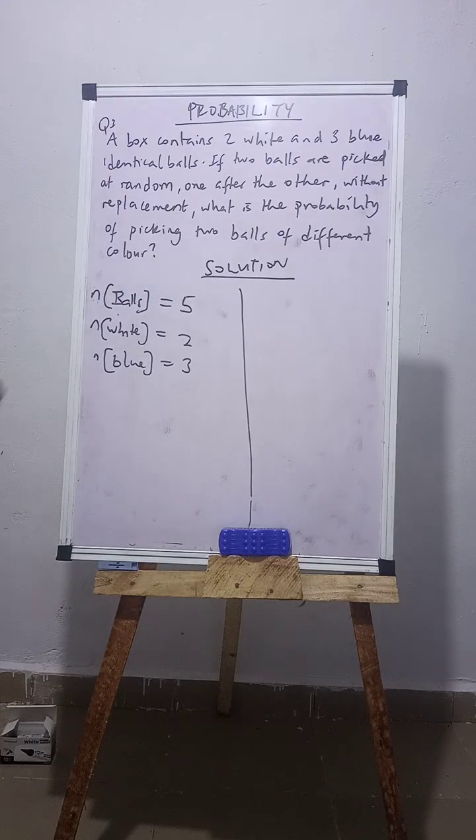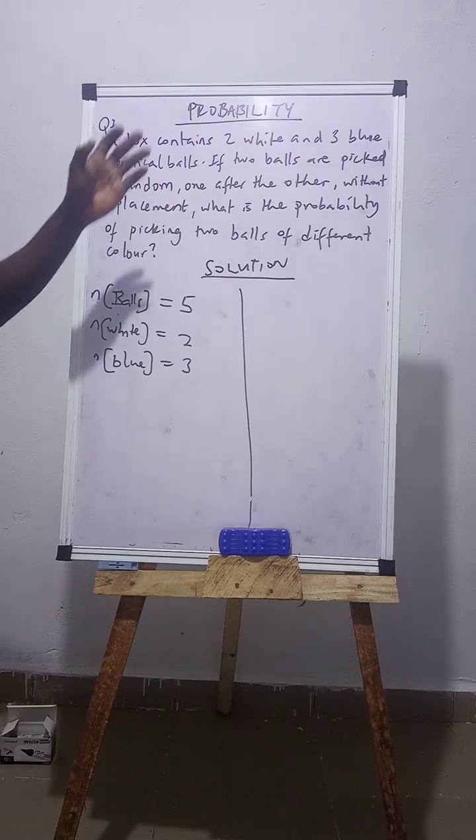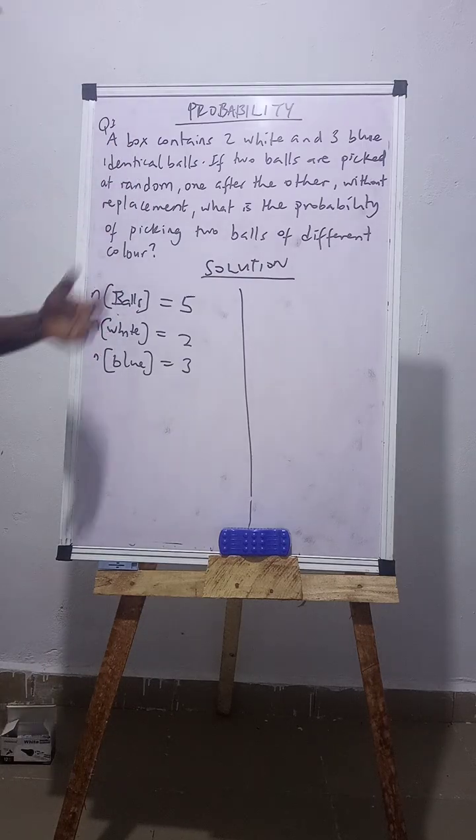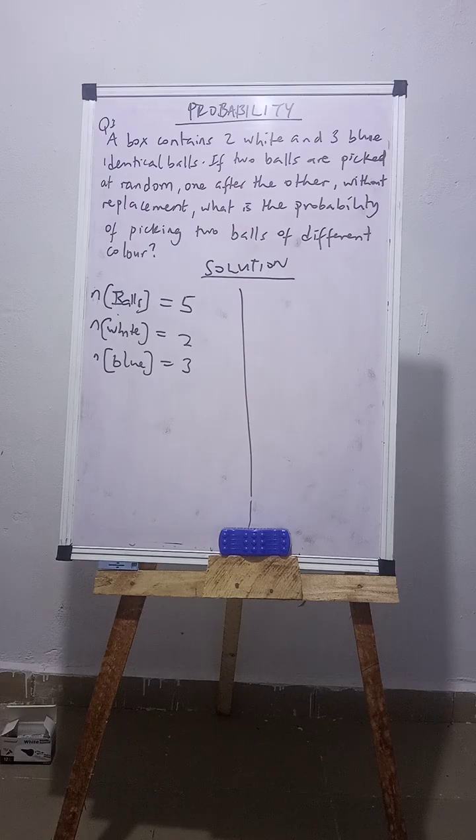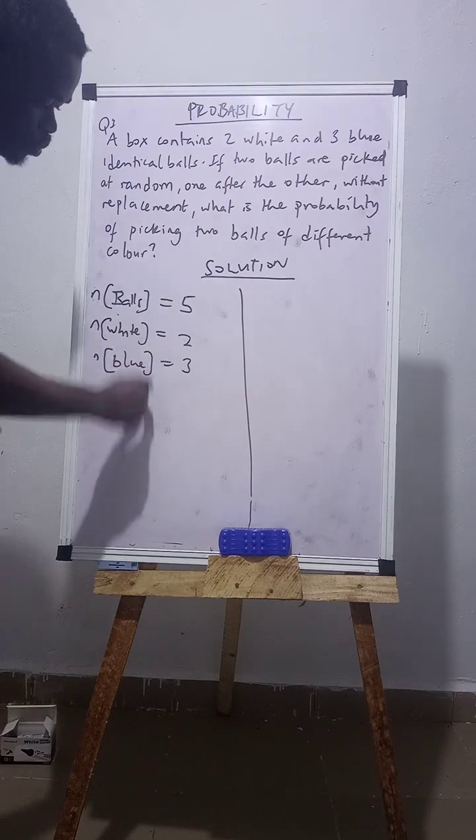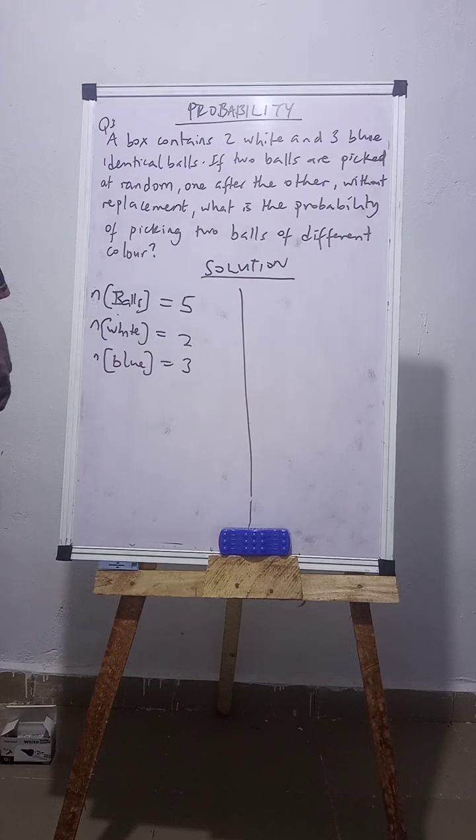All right, now we are looking at 2 balls picked at random one after the other without replacement. Without replacement means when you pick the first ball, the second pick will be from fewer balls than the first.